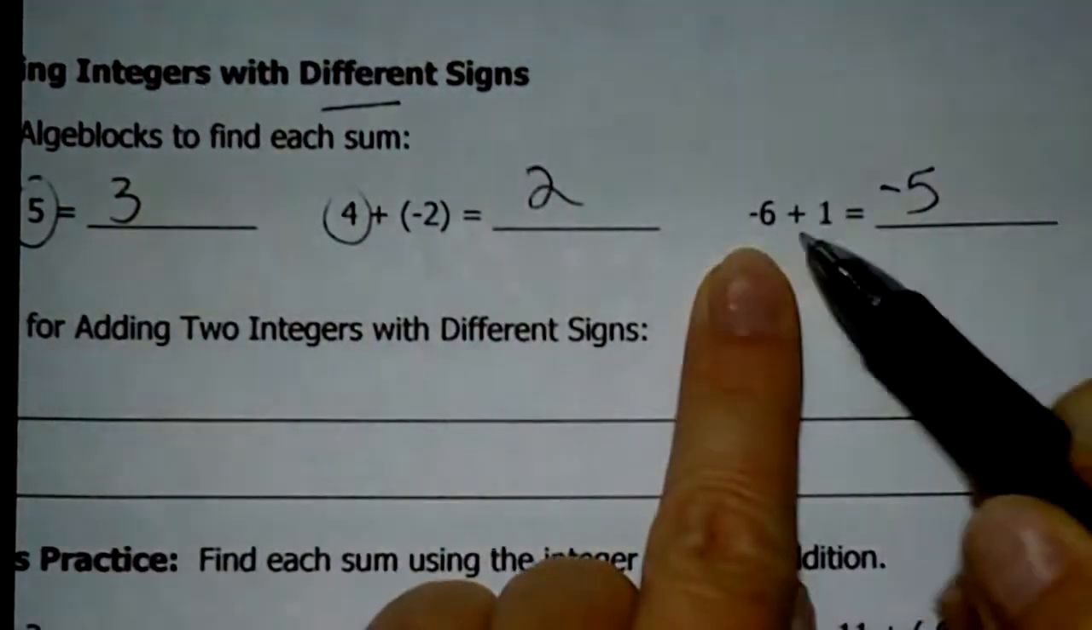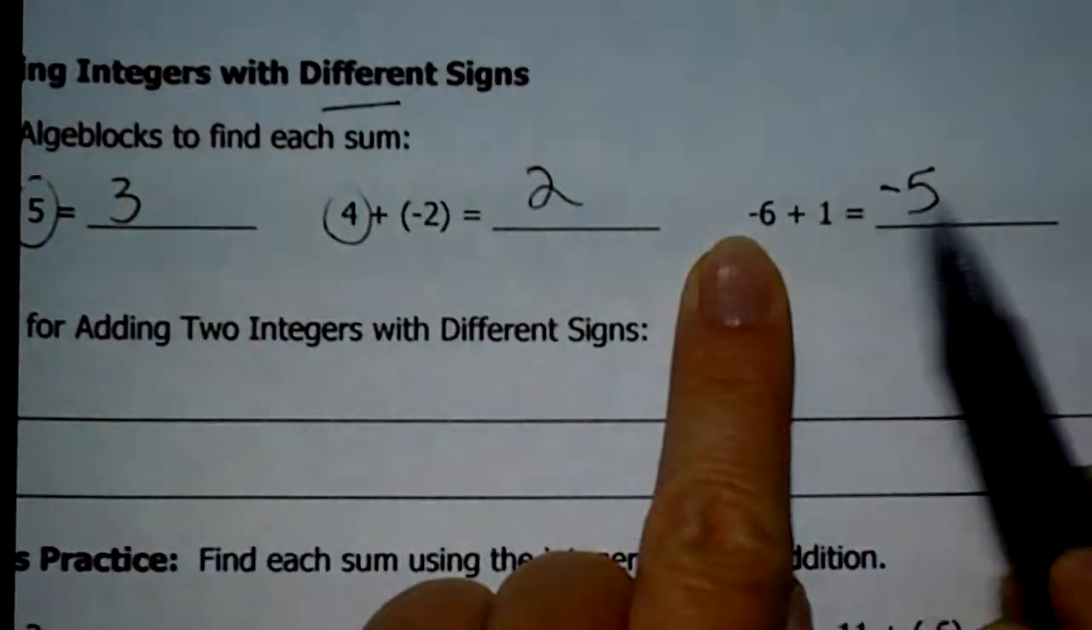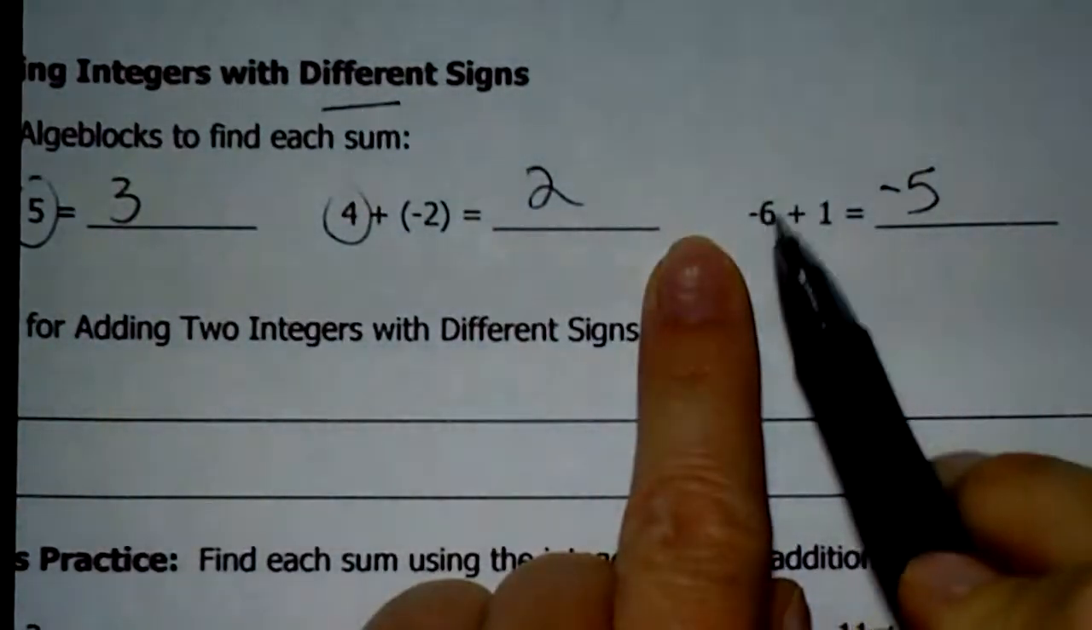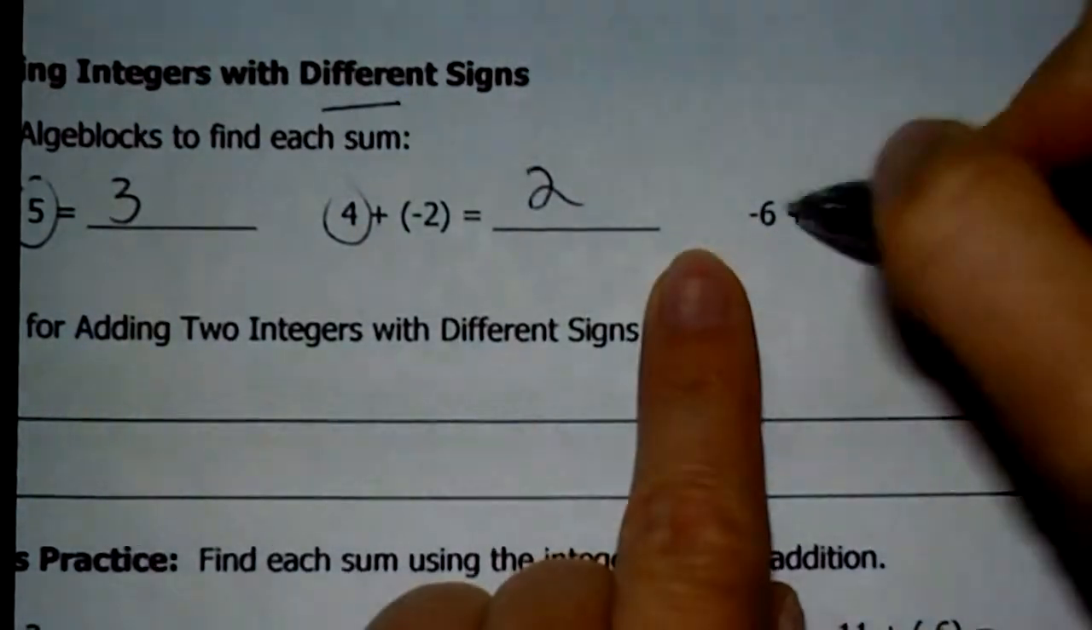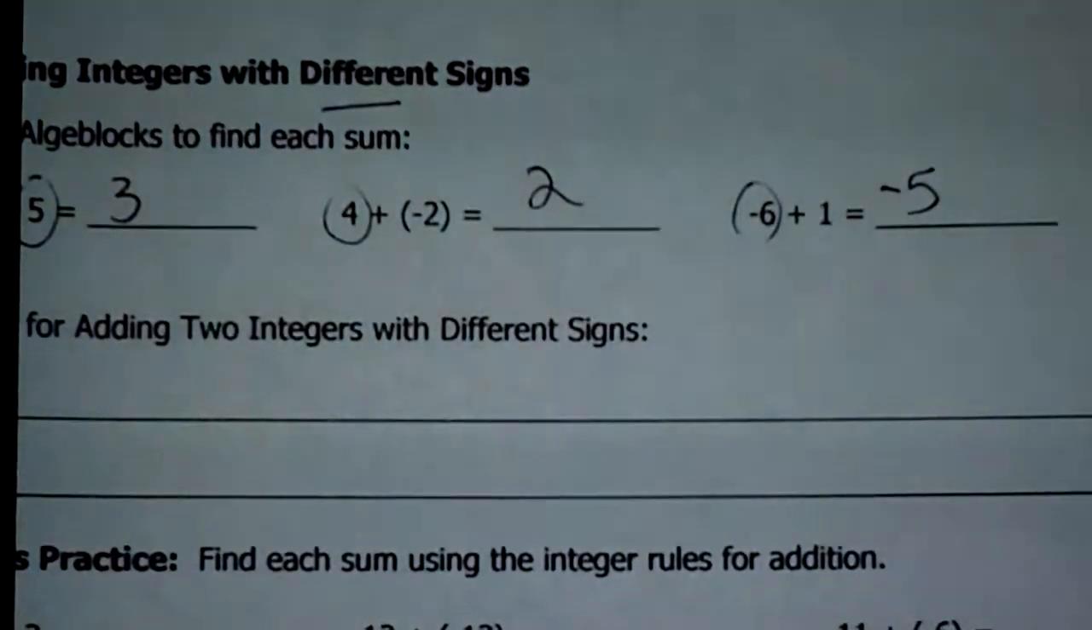And here I have 2 different signs. 6 minus 1 is 5. So I'm taking the absolute value of that. I'm subtracting their absolute values, high minus low. 6 minus 1 is 5. I have more negatives than positives to start, so my answer is negative.